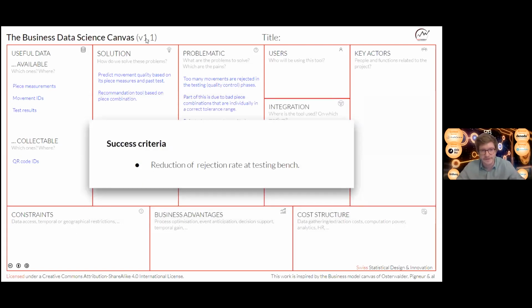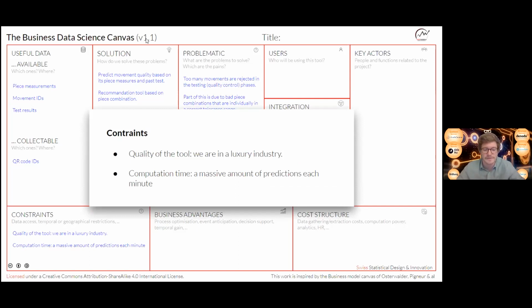Then we have the success criteria. The success criteria is the reduction of rejection rate at the testing bench. That's a good point here because it can be understood by everyone and it's easily measurable. It's a good link between data science and the business. I would also encourage you to go further in the description and be more precise. If you want to say that you need a 3% reduction in terms of rate, then that's also the place to do it. So you can be really precise here if you want. Like I said, that's the pivot between data and the business.